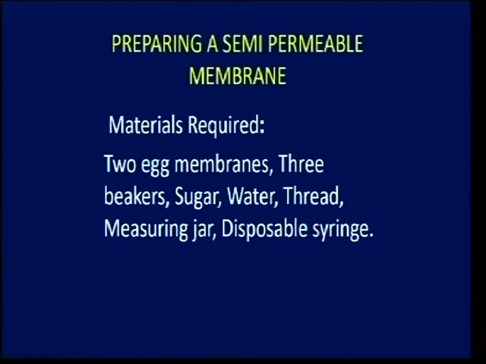Now, preparation of a semi-permeable membrane. For that we need 2 egg membranes, 3 beakers, sugar, water, thread, a measuring jar and a disposable syringe. Children, let's see the activity in the form of a video.